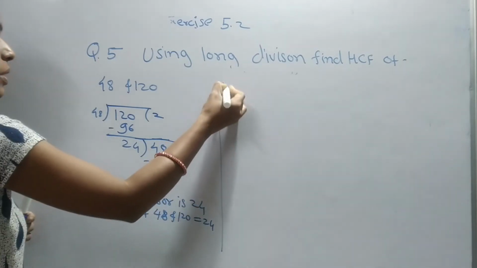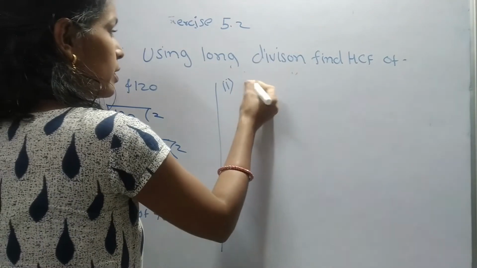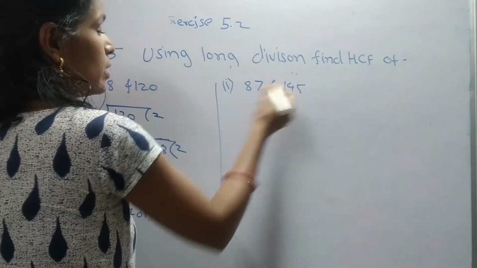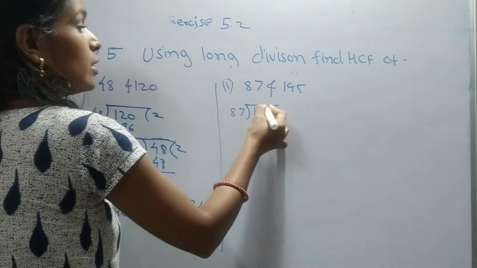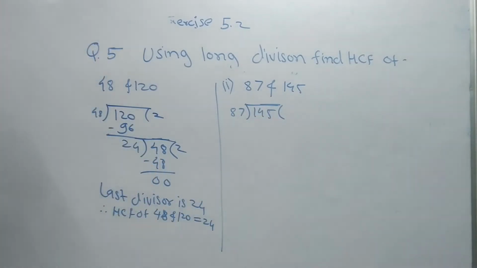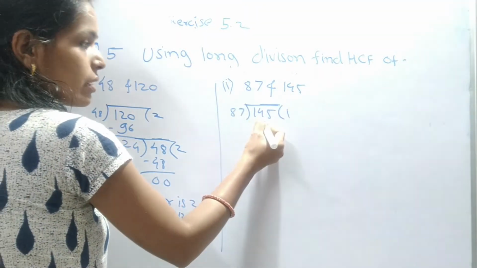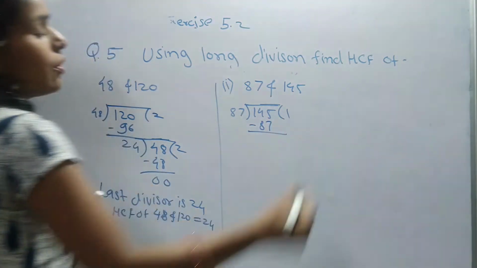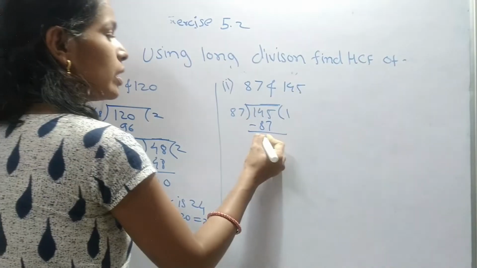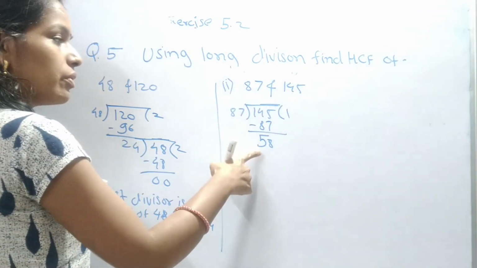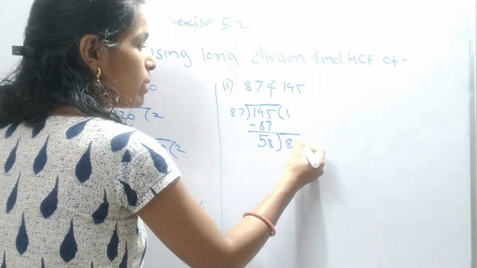Let's solve the second example. In the second example, you are given the numbers 87 and 145. Now we will divide 145 by 87. We know that 87 ones are 87 and 87 twos will be bigger than 145. So 87 ones are 87. Now subtract 87 from 145, you will get the result 58. Now what do you have to do? You have to divide the previous divisor by this remainder. So 87 divided by 58.